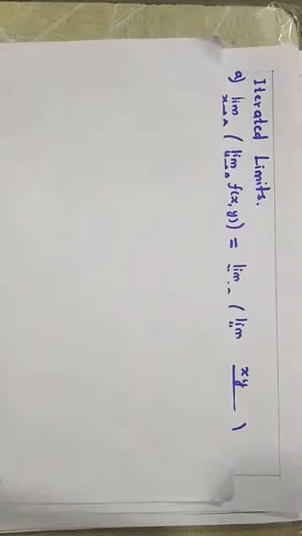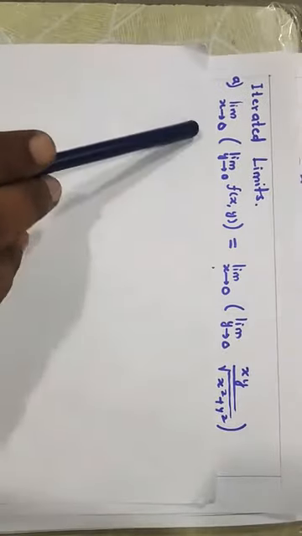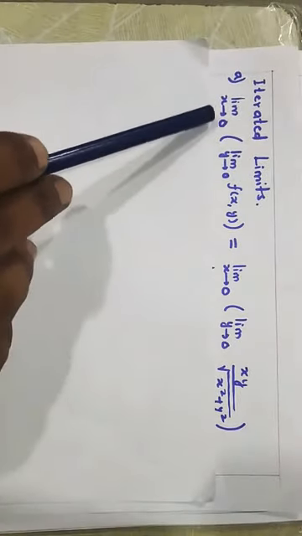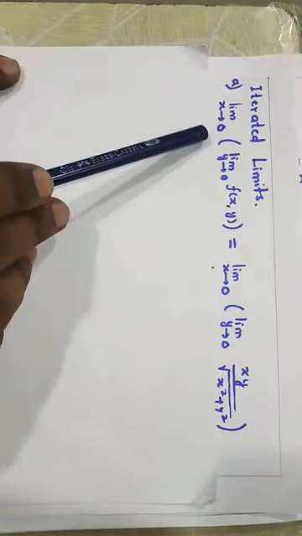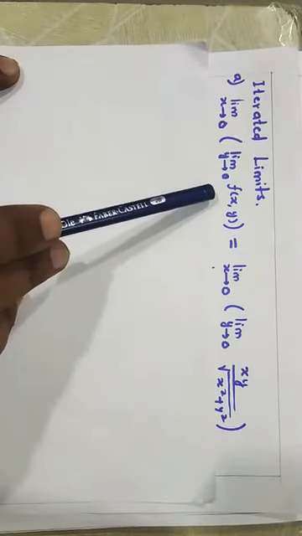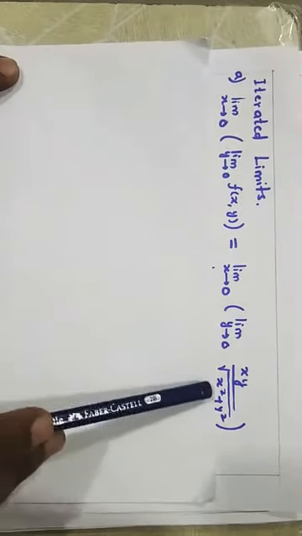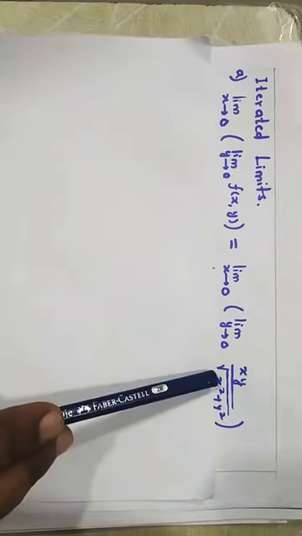So see how to solve this problem. We will first solve the iterated limits. Our first iterated limit is the limit as x tends to a, and a and b are both 0 here, so the limit as x tends to 0 of the limit as y tends to 0 of f(x, y). I'll just substitute the value of the function from the given question.